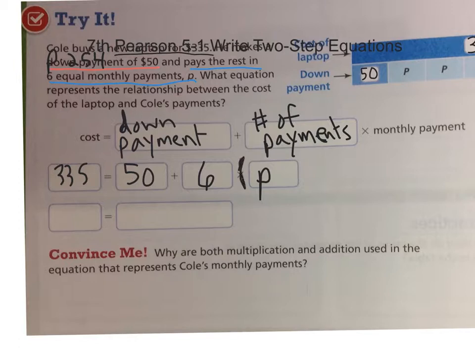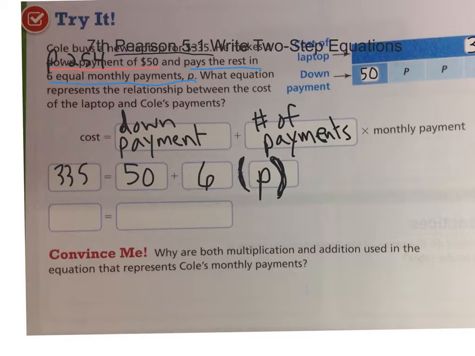We've gone away from that a while back. So you can use parentheses there, or we can write it a different way we'll talk about in a minute. Okay? And again, this goes back to that bar diagram. Hopefully from this you can now look at your bar diagram and see how that matches up. The 335 is the whole thing, and that's equaling the 50 plus the 6 payments. So rather than adding all those P's together, we could just say 6 times P.